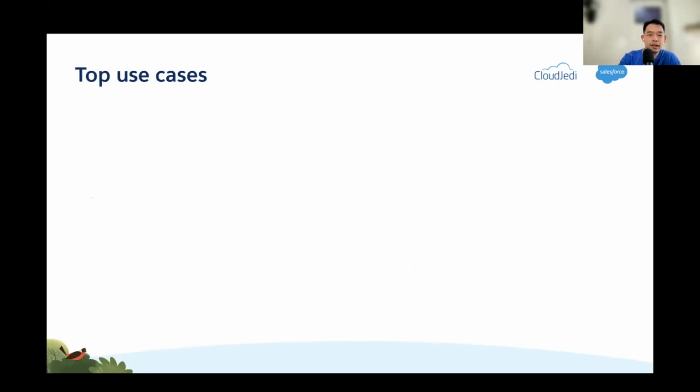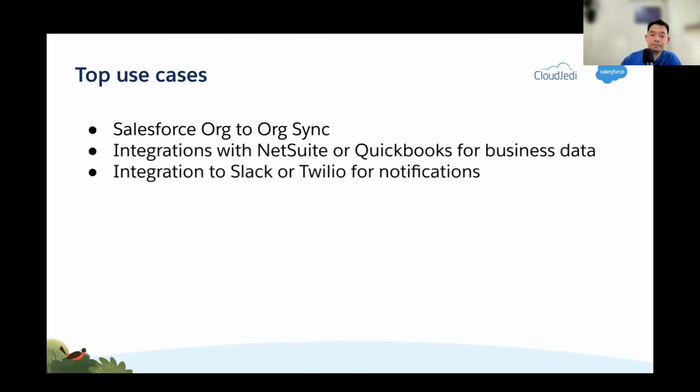And in terms of the top use cases, one of the ways that we're able to leverage this is if you need to transfer data from one org to another. So this is another option that you can use. Let's say you have accounts with a certain criteria, you can then send that to another Salesforce org. Another option that many companies use is integrating with NetSuite and QuickBooks. So let's say opportunity data, an opportunity that got closed-won. We then send that data over to NetSuite or QuickBooks.